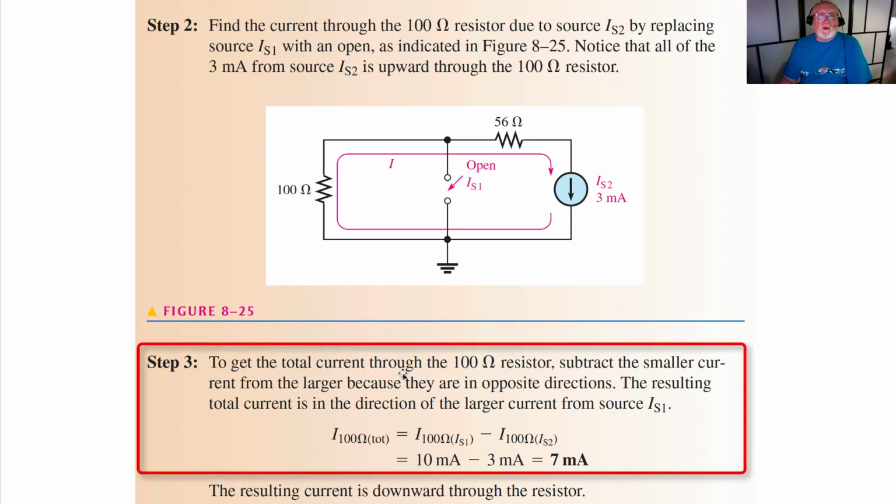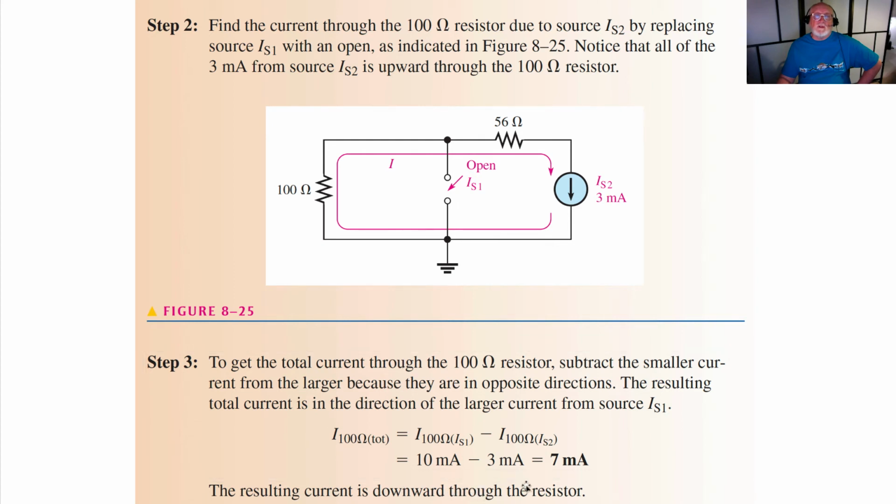Now to get the total current through the 100 ohm resistor, subtract the smaller current from the larger because they are in opposite directions. The resulting total current is in the direction of the larger current source, I source 1. So 10 milliamps minus 3 milliamps gives us 7 milliamps, resulting in a downward current through the resistor because that was the prevailing source.